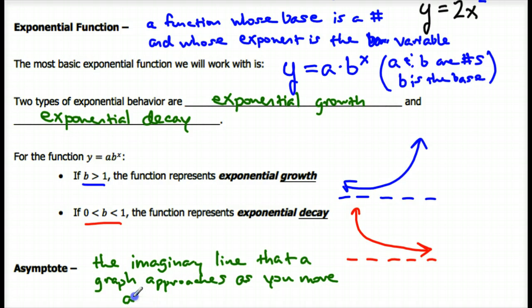Okay, an asymptote is an imaginary line that a graph approaches as you move away from the origin. Okay, so now we're just going to move on to several examples, and hopefully this will start making a little bit more sense. I know right now you're probably thinking, what in the heck is he talking about? But again, this is all vocabulary. Once we do a few examples here, hopefully you'll see what I mean by all these different terms.